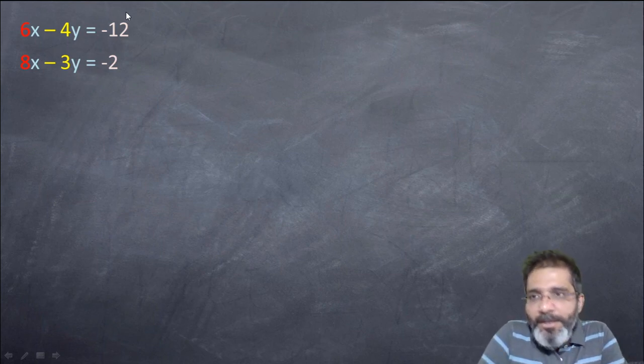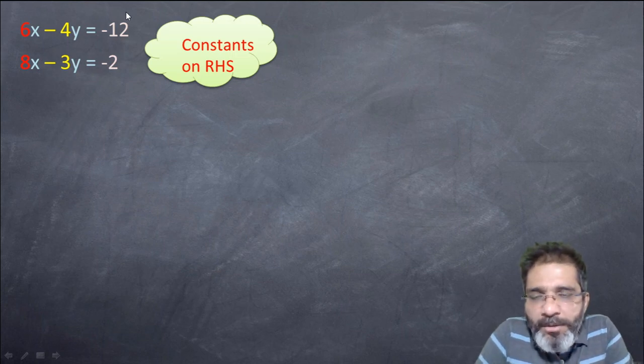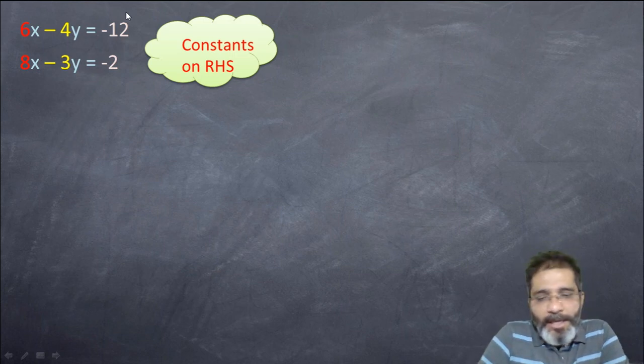The first thing we need to remember is that all your constants should be on the right hand side, like minus 12 and minus 2. If in an equation they have given a constant on the left hand side, make sure that you shift it to the right hand side. So don't forget this.